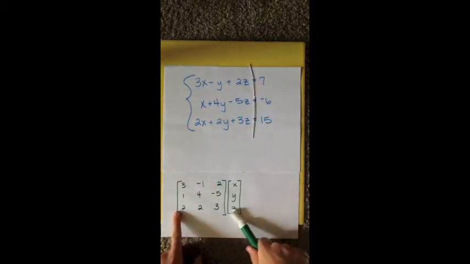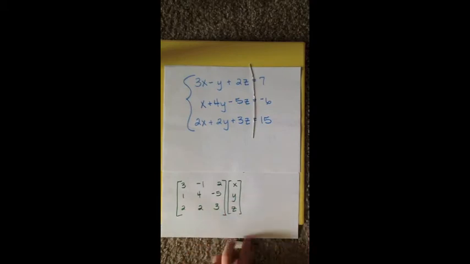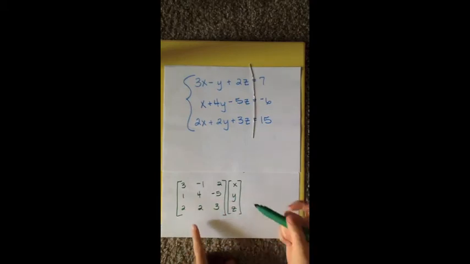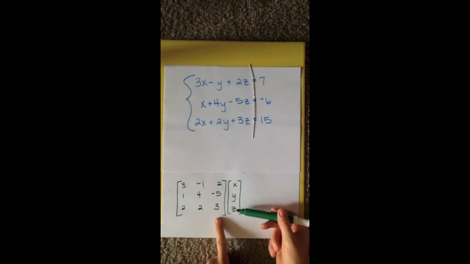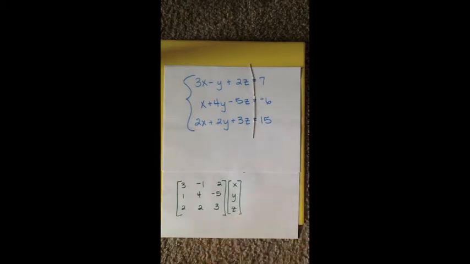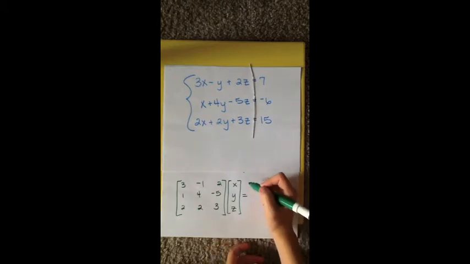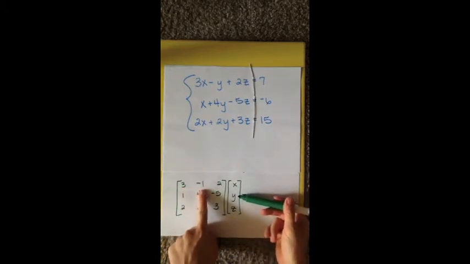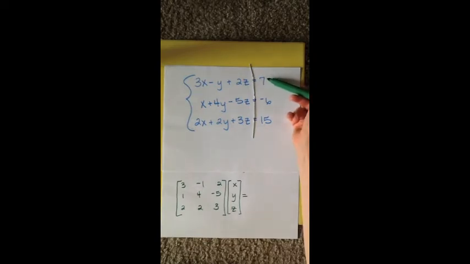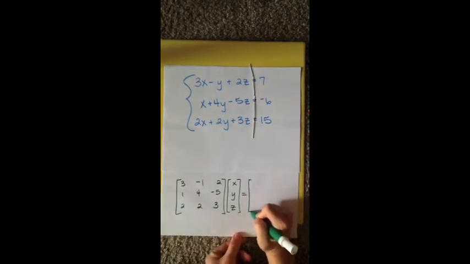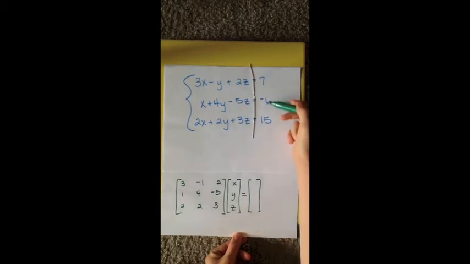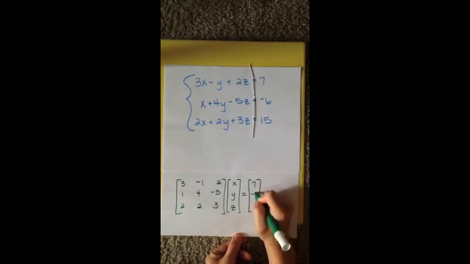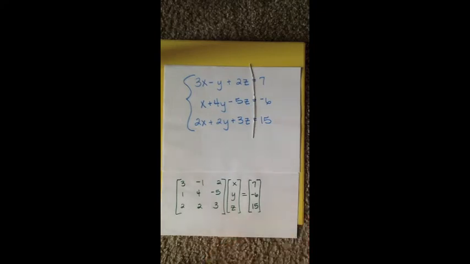Same thing with the second row: x plus 4y minus 5z, 2x plus 2y plus 3z. Okay, so what does this equal? Because this isn't an equation yet, this is just a matrix multiplication, but we need an equation. Well, I know that 3x minus y plus 2z has to equal 7. So the other side of my matrix equation is the actual solutions. So that's where I put the 7, the negative 6, and the 15.